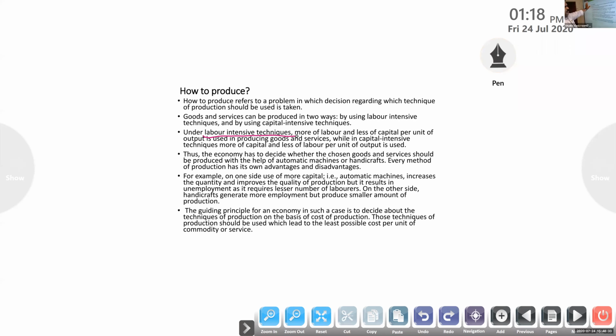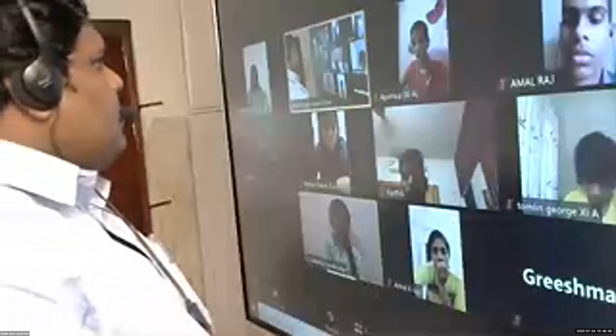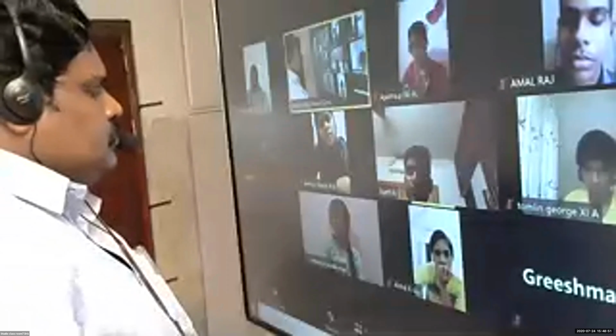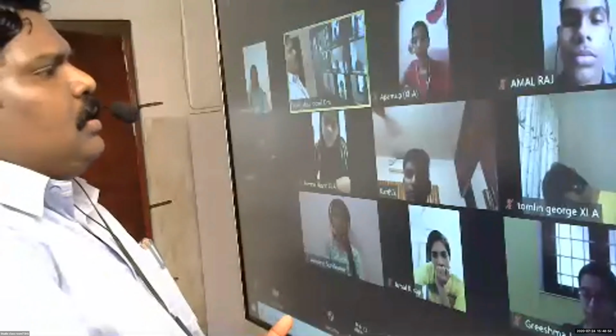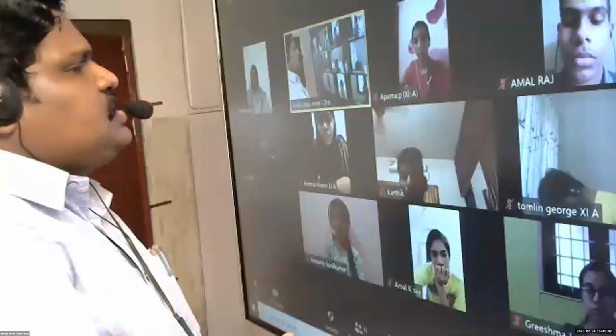So the first problem we discussed was what to produce. The second problem we discussed was how to produce, in which two varieties are there: the labor intensive technique and the capital intensive technique. What do you mean by capital intensive technique? Karthik, are you able to say? Sir, machines are used for production. Yes, machines. Instead of human labor or hand labor, we are using machines.